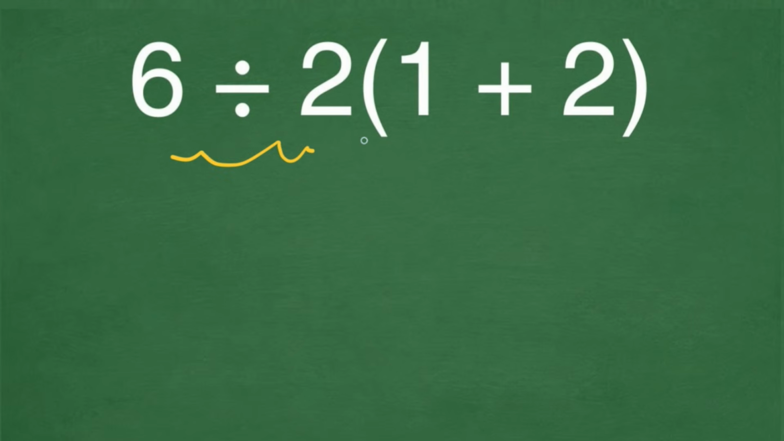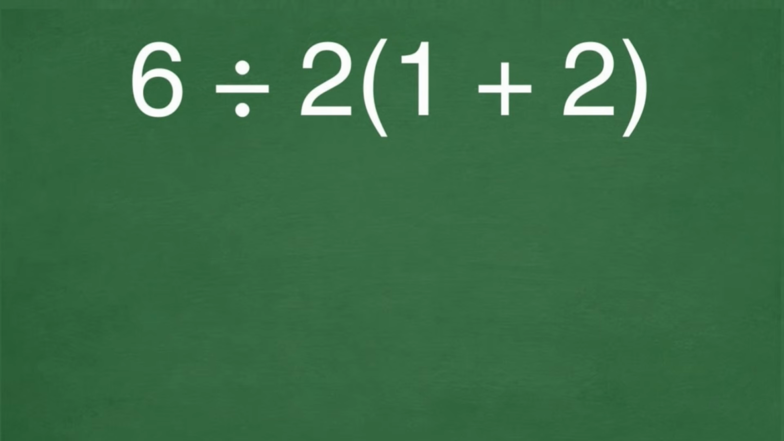6 divided by 2, parentheses, 1 plus 2. This problem went viral because of two different answers that both feel right, and I will show you why at the end, so stick around for that.